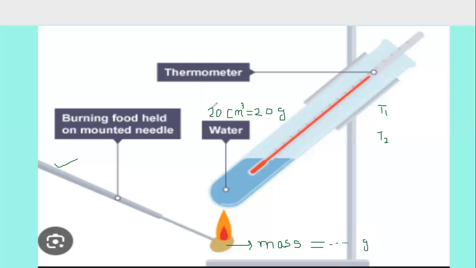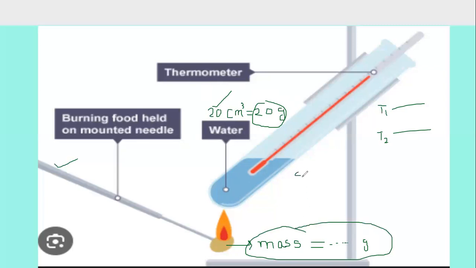So what values do we have? We have got the volume of water or the mass of water, which is the same. Initial temperature, final temperature, and the mass of the food you have already measured. Plus one more thing we have, that is specific heat of water.